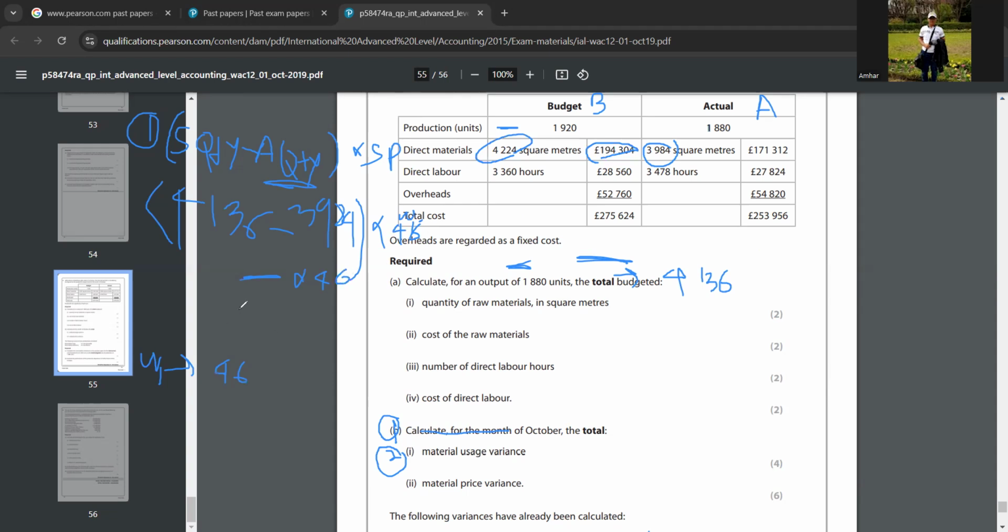Yeah, just a minute. 6,992. Okay, is it favorable or adverse? Favorable. Okay, correct. Because it's a plus value, a positive value. Did you understand this part? Yeah, I understood. Okay, now material price variance.